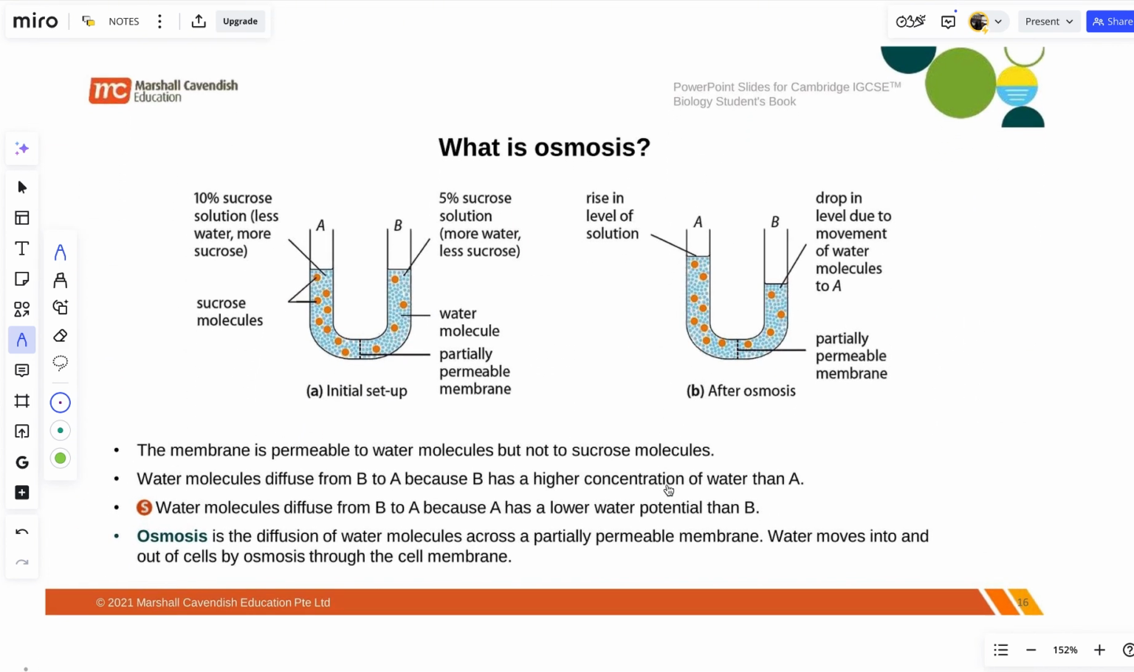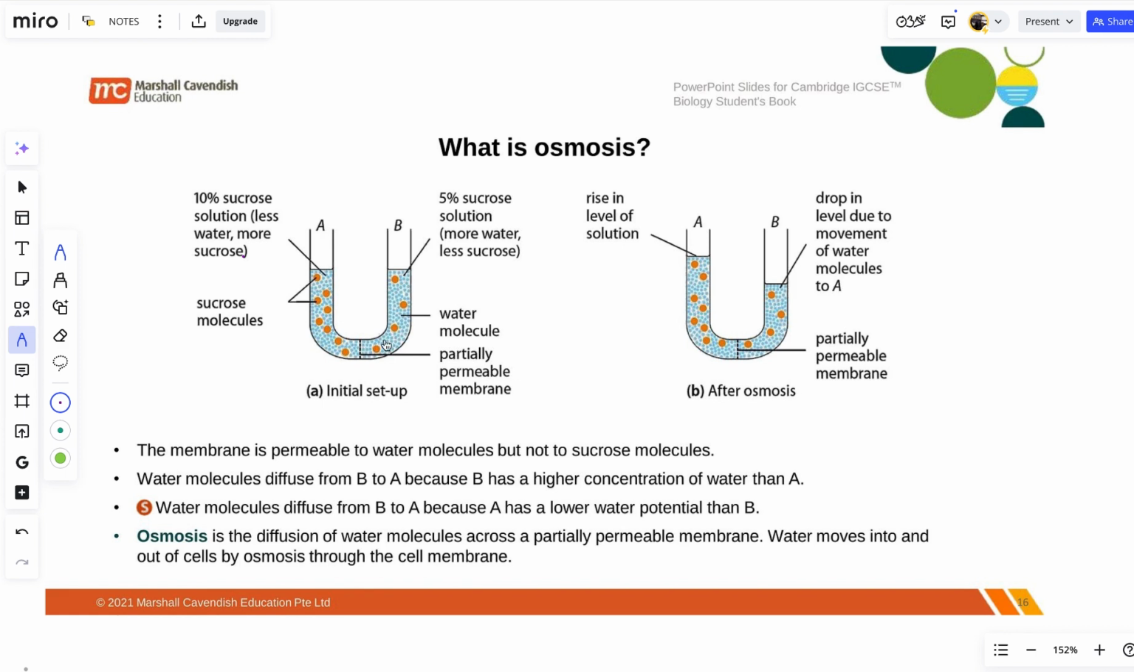Now let's take a look at this. You say, what is osmosis? We have a 5% sucrose solution: more water, less sucrose. Only 5% of sucrose, meaning there's more water, maybe 95% water. Here, a 10% sucrose solution: less water, more sucrose, because sucrose is 10% now, right? Less water here. There's a partially permeable membrane here.